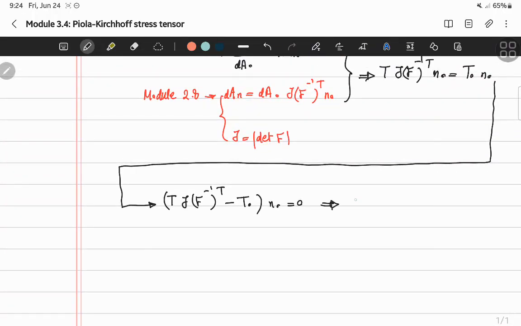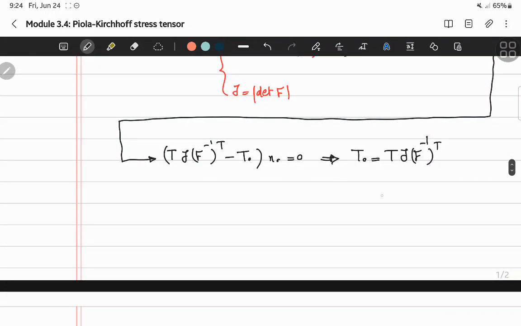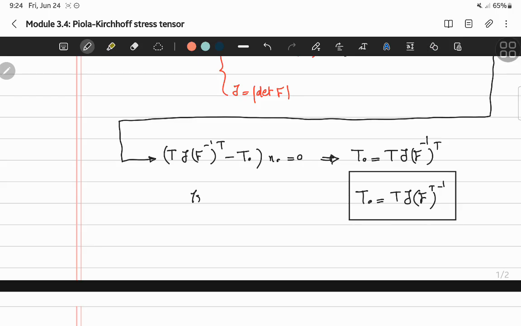Therefore, T0 is defined as T J F inverse transpose, or you can simply write this as T Jacobian F transpose inverse. And this is basically the first Piola-Kirchhoff stress tensor.